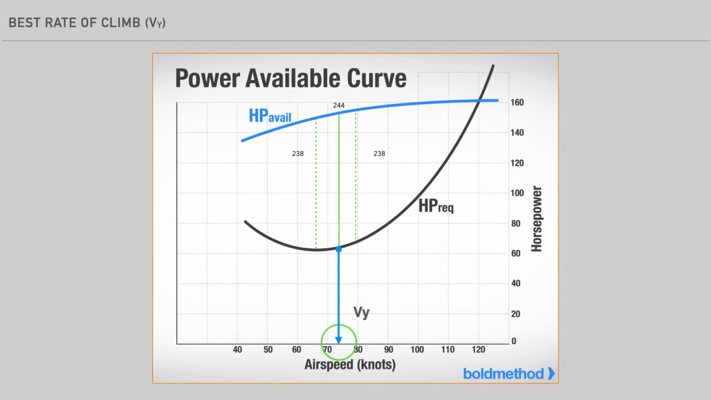Vy is the airspeed which will provide the best rate of climb, or said differently, maximum height in the shortest time, and depends on the amount of excess power available over what is required for your current flight condition.